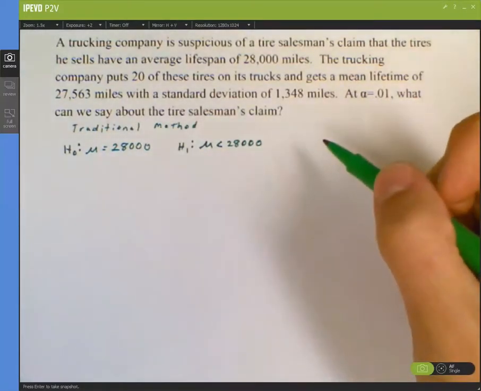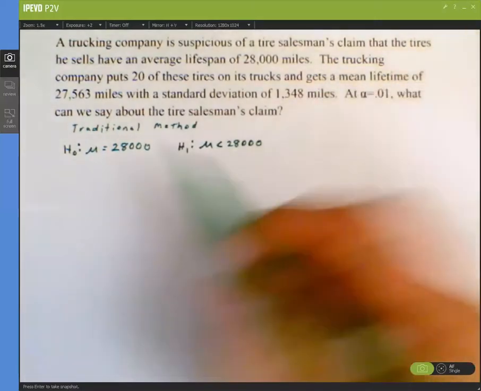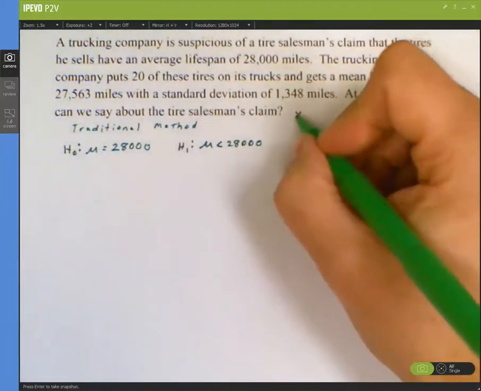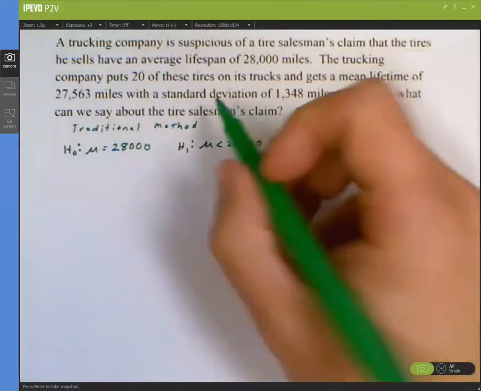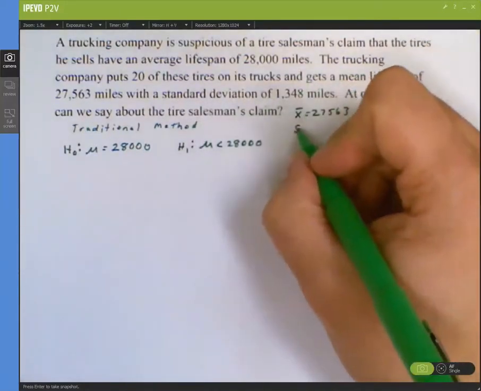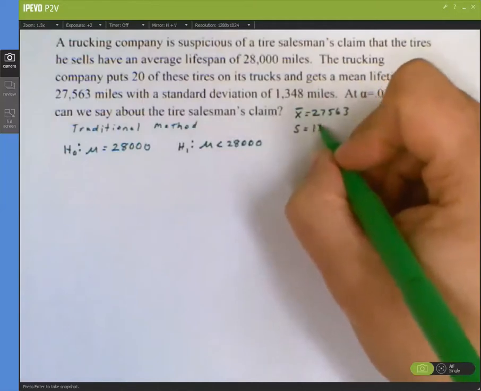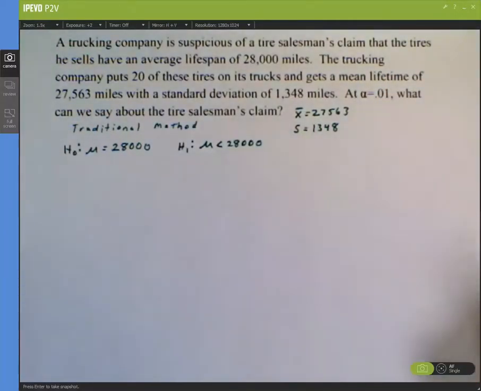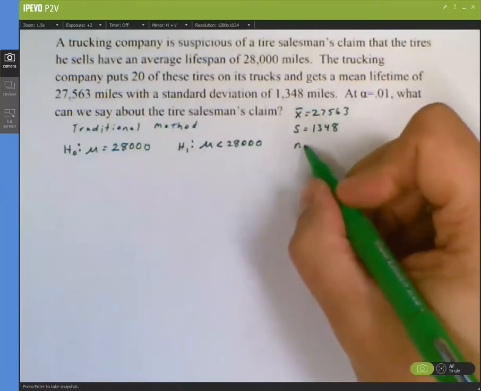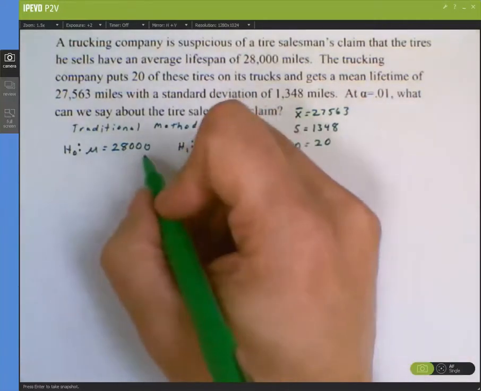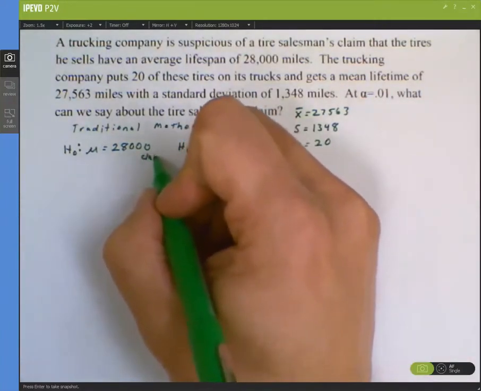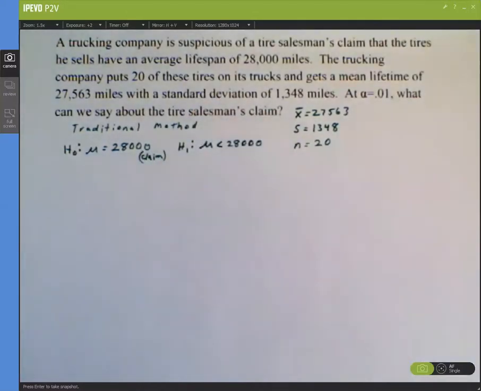Okay, let's write down a little bit more of the information we know. We know that the mean of their sample, X bar, is 27,563. This is the standard deviation of their sample, so it is S, the sample standard deviation. Another piece of data that we know is that n equals 20. Okay, we're going to say that this is the claim. This is what the tire salesman is claiming, and then the truck company wants to see, is this really true or not?